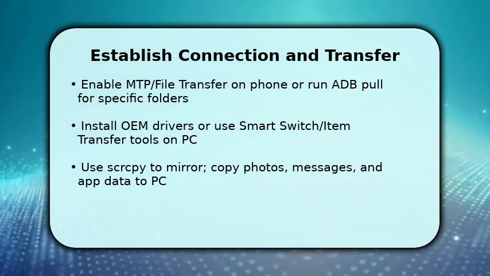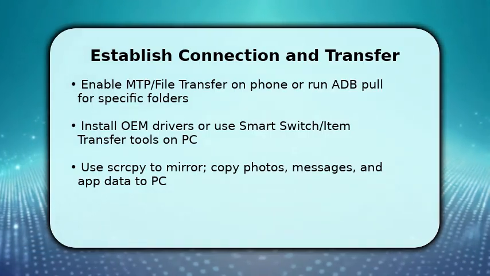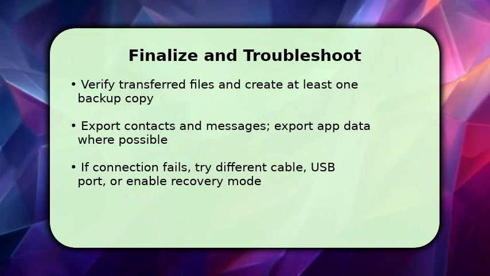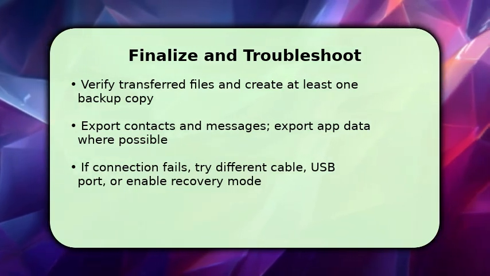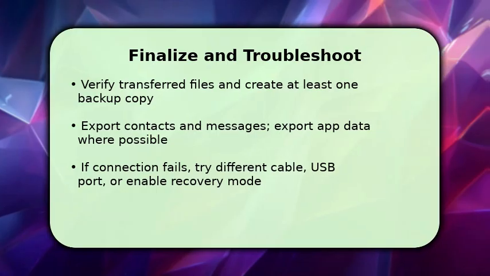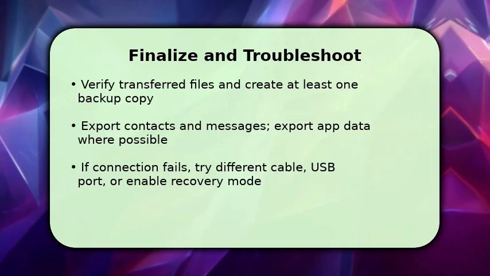Then complete the process by verifying every important file opened correctly on the computer, then make a second backup to an external drive or cloud. Export contacts and SMS via a backup app or through your Google account. For app data, use app-specific export or ADB backup where supported.